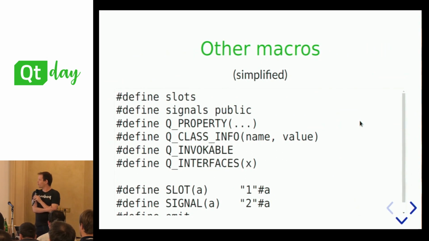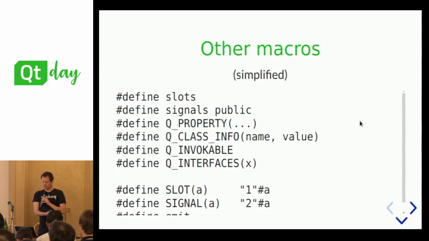Most of the other macros are very simple and mostly expand to nothing. So slots expands to nothing. So when you write public slots, it just means public. So for the C++ compiler, slots are just normal functions. For the C++ compiler, signals are public functions because signals is public. It used to be protected in Qt 4, but in Qt 5 now it's public because you need to access the address for the new connection syntax.